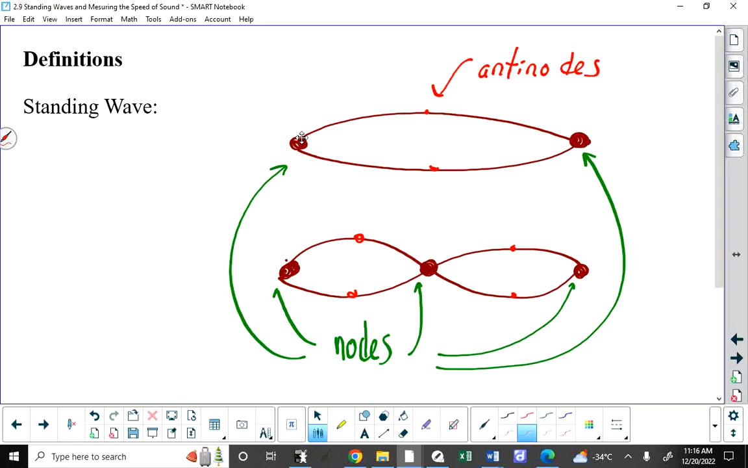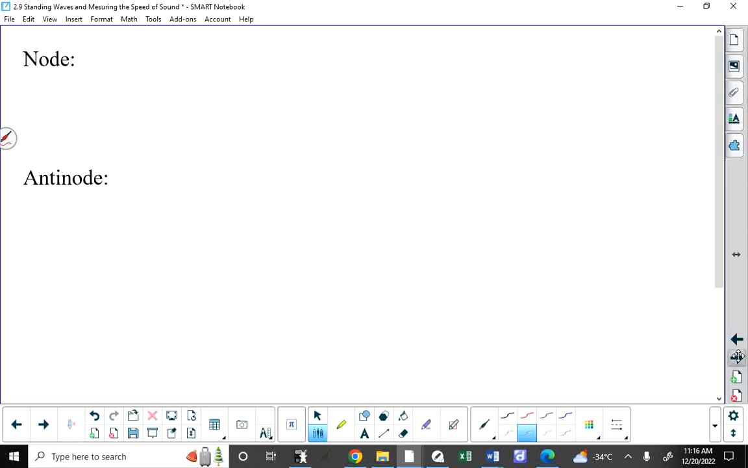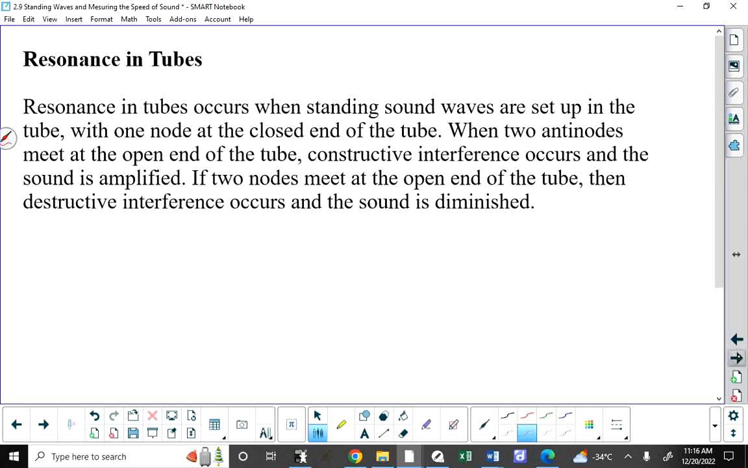Any questions with standing waves or what a node or antinode is? Pretty straightforward. We're going to look now at resonance in tubes. And we're going to be talking about sound waves.